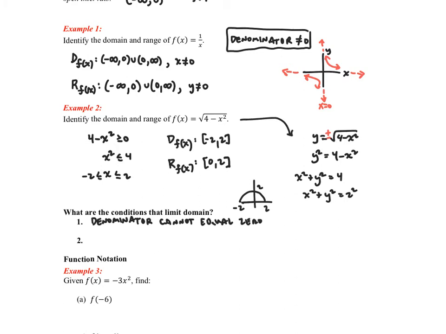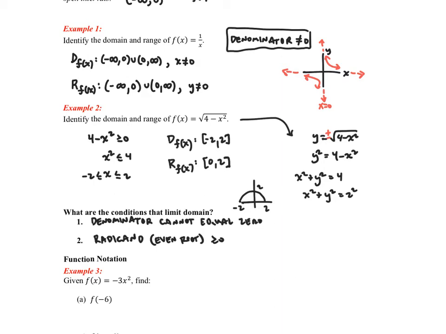Cannot equal 0. And the expression inside a radical, an even radical, which is called the radicand, has to be greater than or equal to 0. So the radicand of an even root has to be greater than or equal to 0.